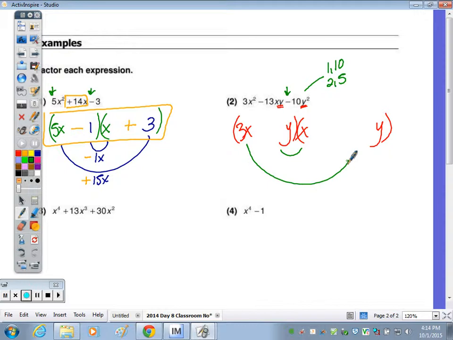So I'm going to do 5 here to give me the 15xy, and 2 gives me 2xy, and if I subtract those, I do get the 13, and I want a negative 13, so it's going to be negative 15 plus, so minus 5 plus 2.